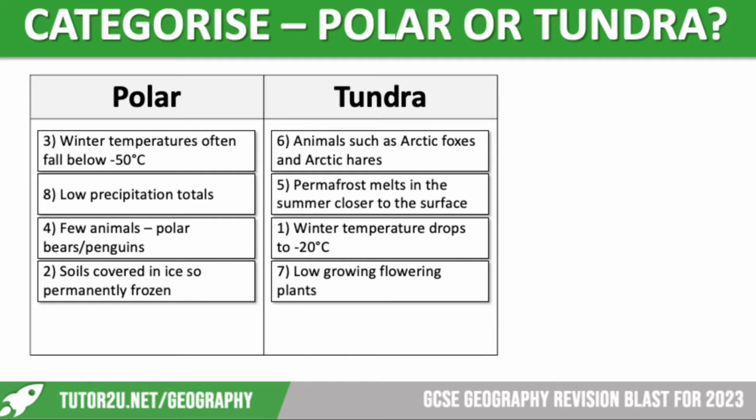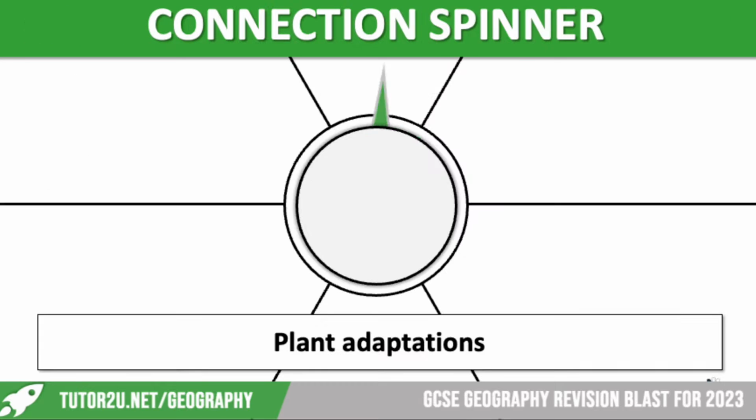Now, if we move across to the tundra, we've got far more animals. So, for example, we've got Arctic foxes and Arctic hares. There is permafrost, but it does melt in the summer close to the surface. The winter temperatures drop down to about -20, so still fairly cold. And we have low-growing flowering plants there, quite in abundance, but they're low-growing to protect them from the harsh winds and the cold temperatures.